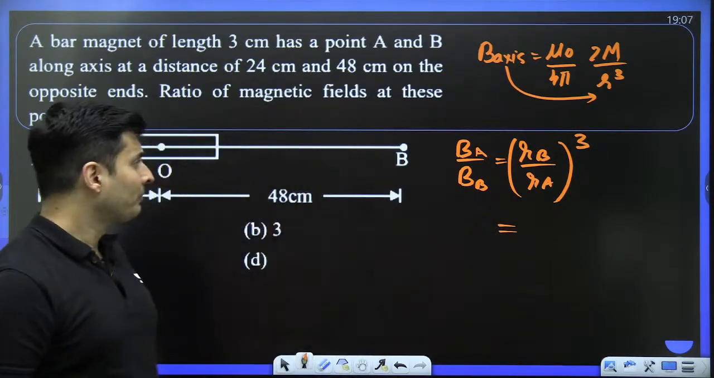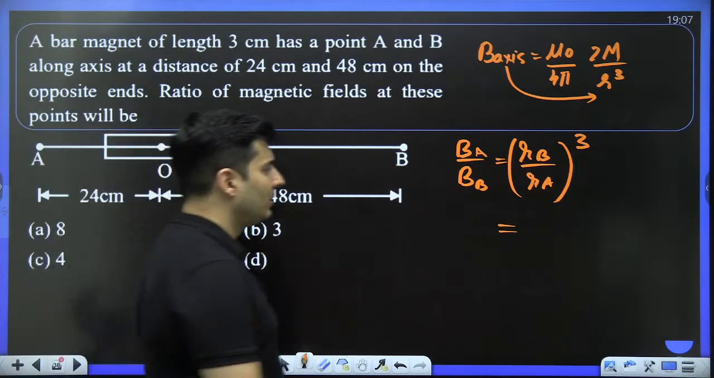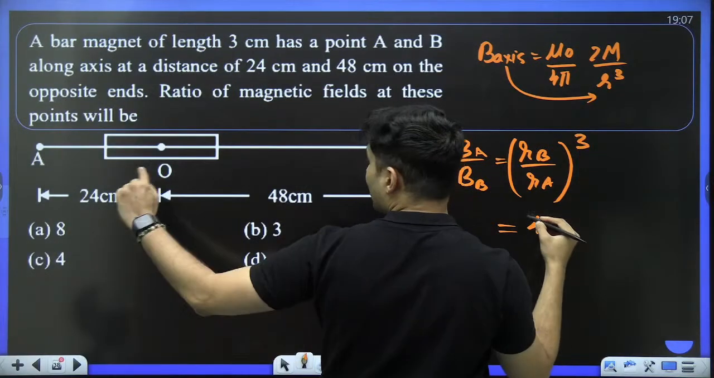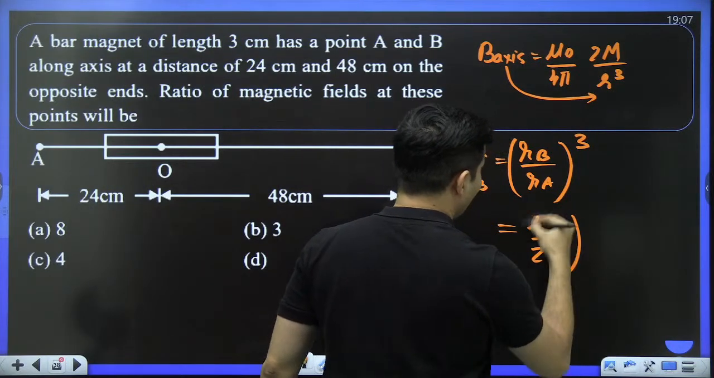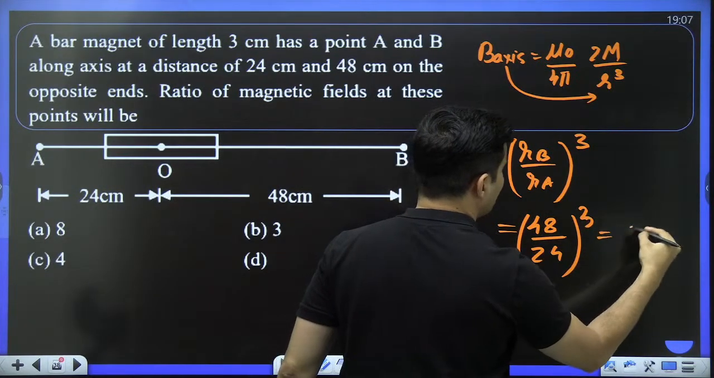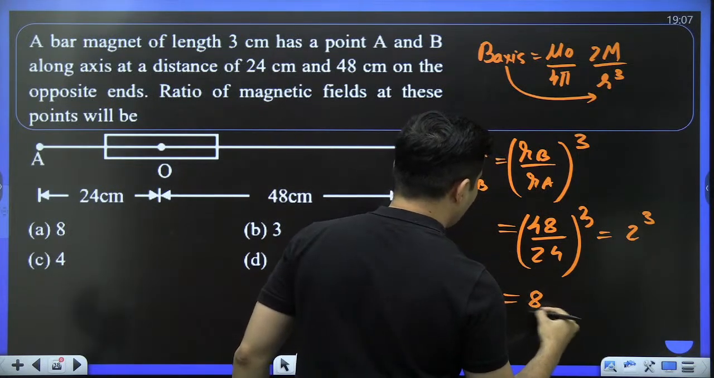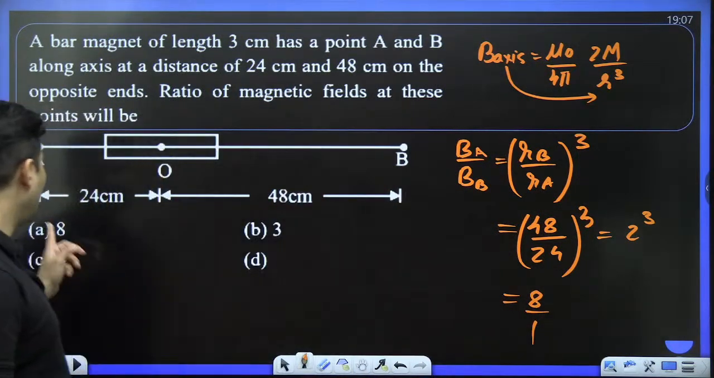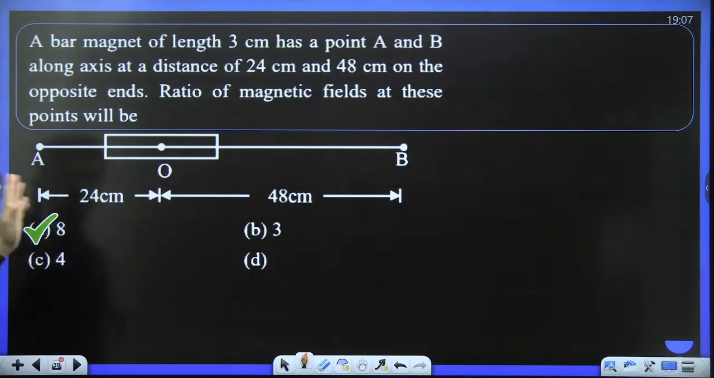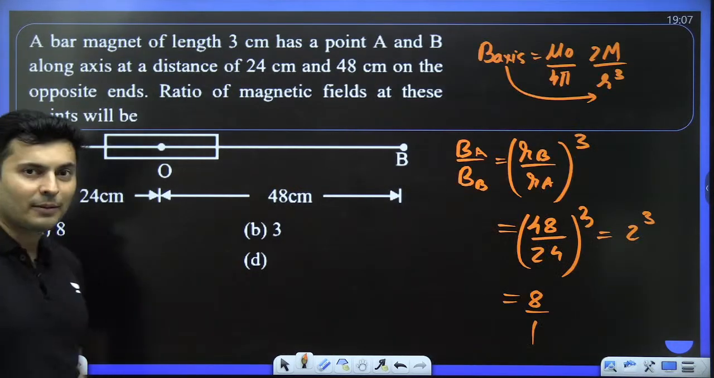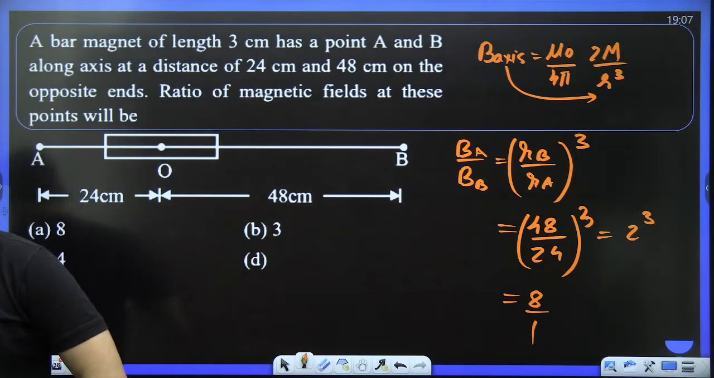B is at 48 centimeters. A is at 24. So this is basically 2 cubed. That means it is 8:1. So the answer will be 8 times the other one. So the answer is A. Perfect. How many of you gave the answer? Very good, Anish.